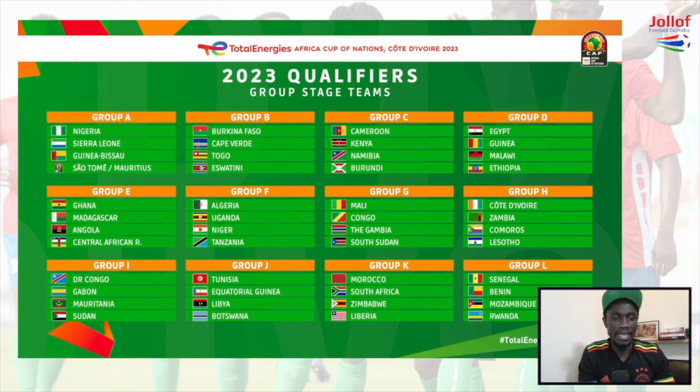And Group I: the Democratic Republic of Congo, Gabon, Mauritania, and Sudan. Of course, you know we have two Congos in Africa: Democratic Republic of Congo and Congo Brazzaville. So Gambia is in the group of Congo Brazzaville. This is the Democratic Republic of Congo.